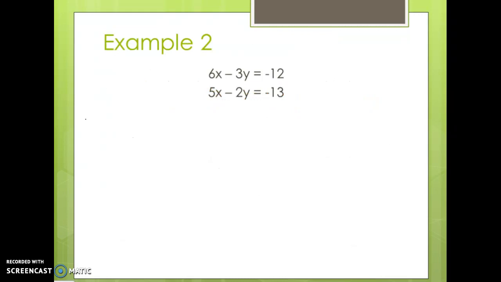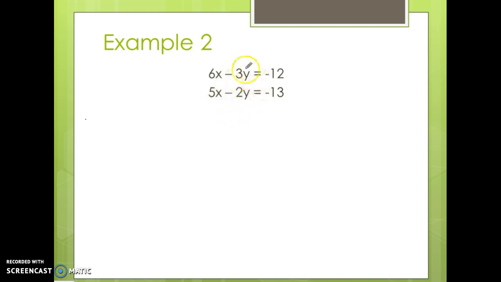In some cases you may actually need to multiply both equations by a number. So choose whichever variable you want to cancel out and figure out a common multiple that you would need to convert both of those coefficients to. If we wanted to cancel out the x's, one multiple that I would maybe choose would be to turn both of them into 30. So one would need to be positive, one would need to be negative.